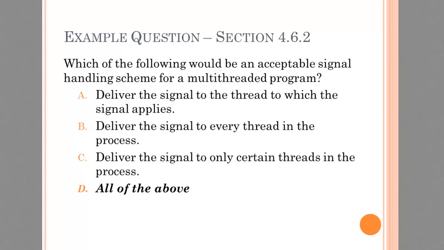So deliver the signal to the thread to which the signal applies, deliver the signal to every thread in the process, deliver the signal to only certain threads in the process. Well, that's just like giving messages. When you're giving messages to somebody, you might want to give messages to the entire group, or you might only want to give the message to some of the group, or you only want to give the message to one person. So again, try to relate these objects to a real-world scenario and how it fits, because more than likely it's going to fit the same way.